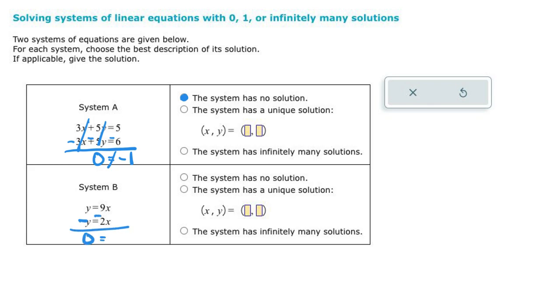So I end up with 0 is equal to 7x, and I can divide both sides by 7, and I'm left with x is equal to 0. So I know this is going to have a unique solution, one solution, and my x is 0. And y would equal 9 times x, or 9 times 0. So y is also 0.